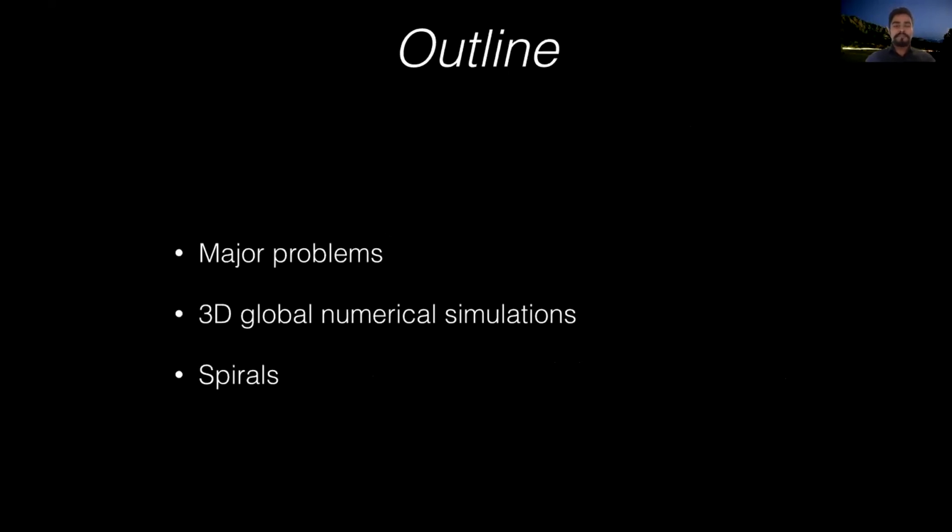The outline is pretty simple here. I'm going to address this major problem, which I just mentioned, and a series of 3D global numerical simulations of thin disks. And something interesting we found recently are the spirals in our geometrically thin accretion disk simulations of strongly magnetized flows.